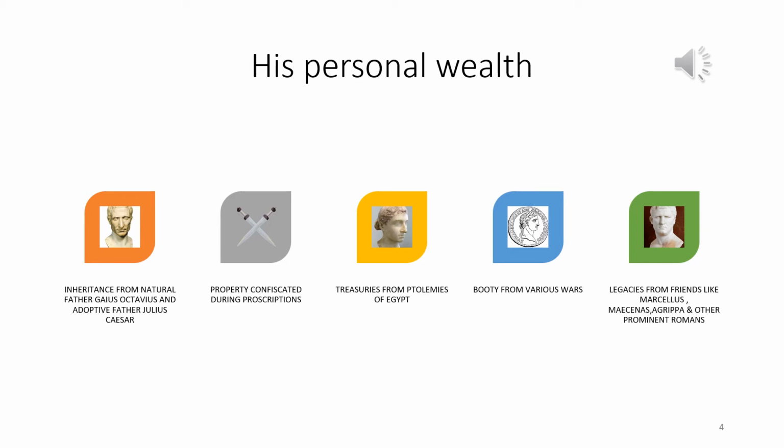But nevertheless, Octavian's personal inheritance is coming partially from his natural father, Gaius Octavius, and then his adopted father, Julius Caesar. Property confiscated during the proscriptions is another place that he gets his personal wealth from. Hopefully you remember what the proscriptions are. This is during that triumviral period between about 44 BC and 31 BC, so that's just after the death of Julius Caesar, right down to Actium.